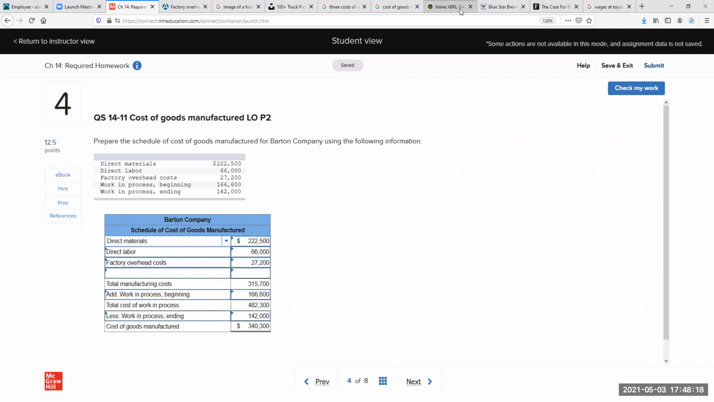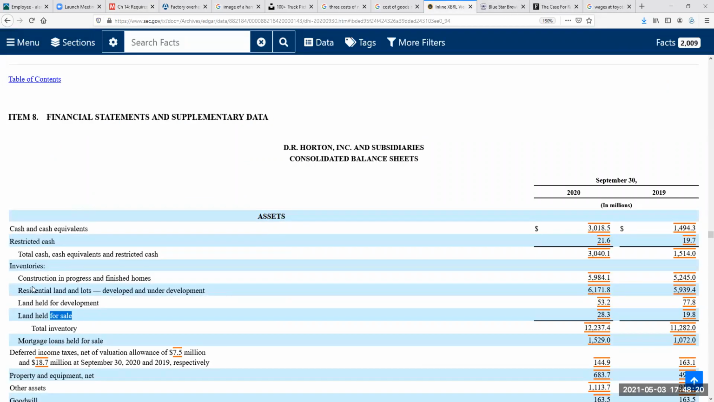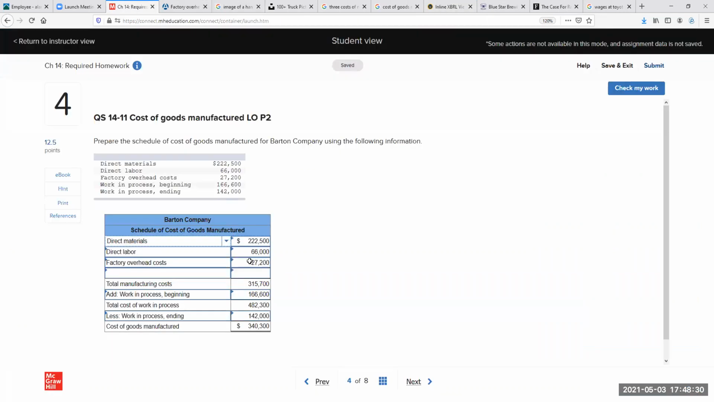Right, let me see if I can find D.R. Horton. So right here, houses. So here you got construction in progress. The houses aren't finished, and these are homes ready to sell, but these are not ready to sell. So same thing here. Here's what we spent this month building all these houses. Plus, we had these from last month we hadn't finished. So we got 400,000. We still got 142,000 on homes we haven't finished. Okay.